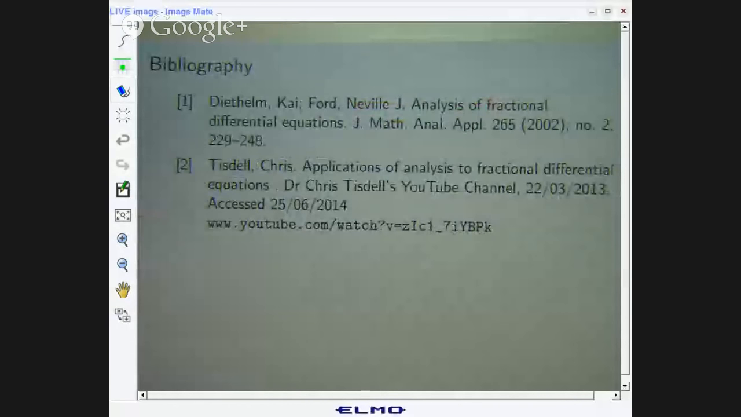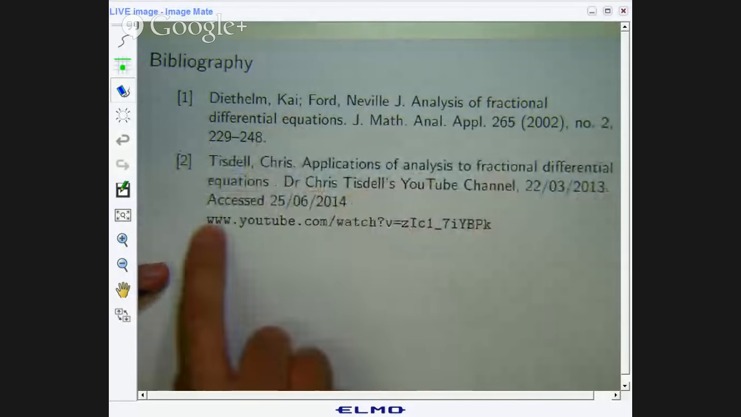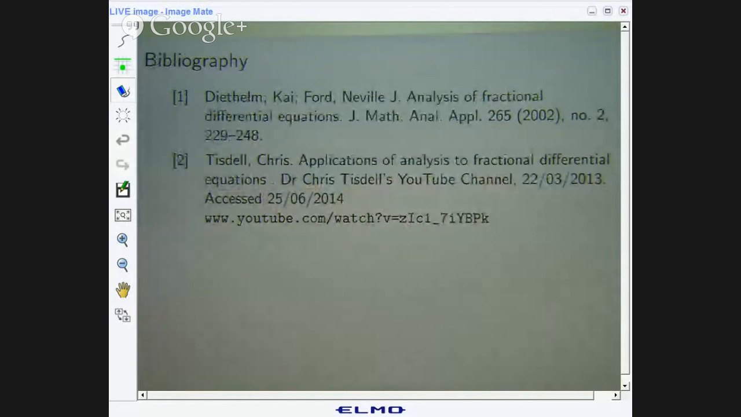Okay, so let me just share with you a couple of references. These are not all the references. You can find more in the paper. So Diethelm and Ford, and of course you can find my video on the application of Weierstrass's polynomial approach to proving Theorem 1.